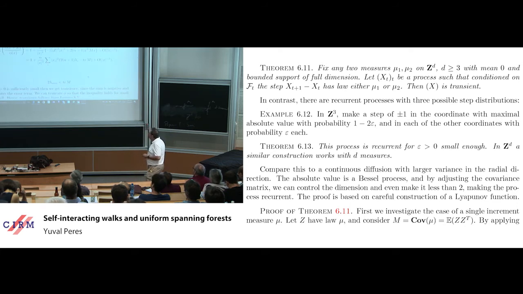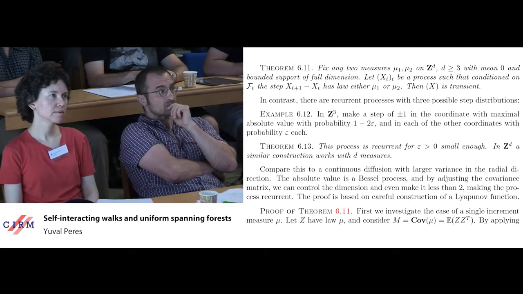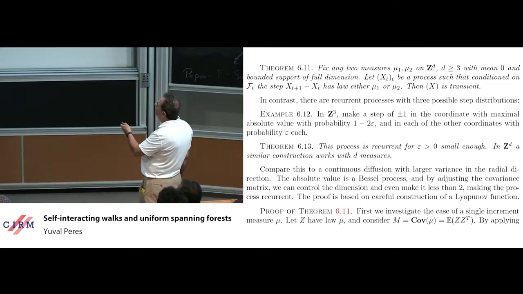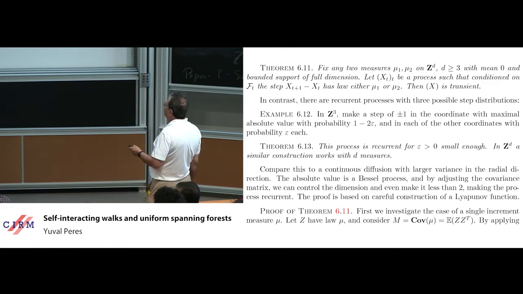So the key to the proof for 2 measures comes from a calculation with the Lyapunov functions. So take a function which is x to the minus 2 alpha, where alpha is tiny. Okay, and then do a Taylor expansion of this ratio and take expectation. So z is 1 step of the walk. And when you do this, you get this expression.